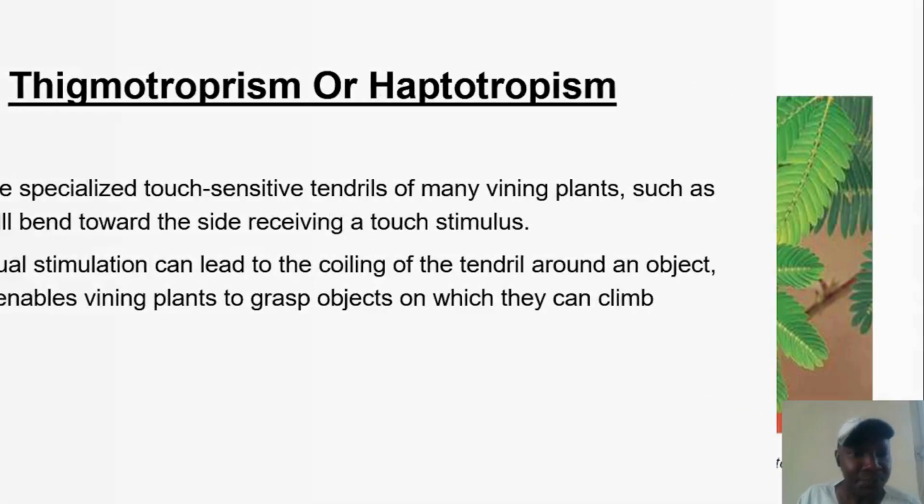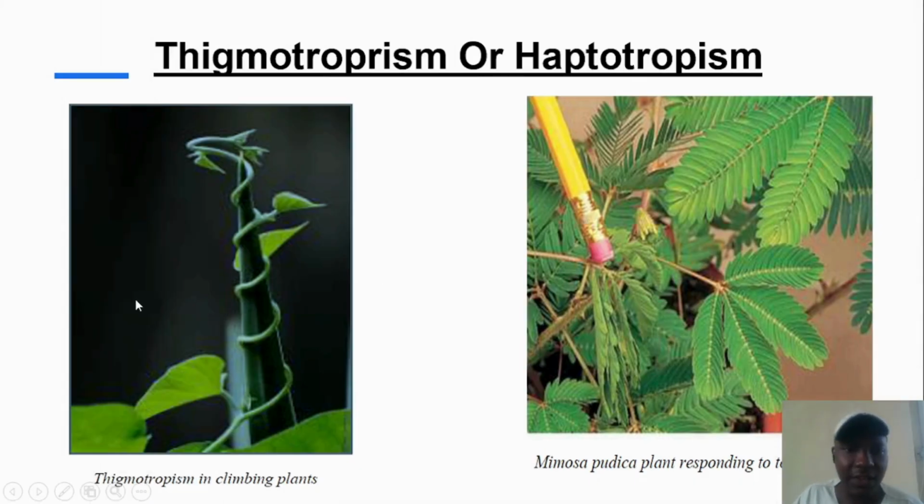or to grasp other objects. Now, this is just the illustration of this tropic response, Thigmotropism, also known as Haptotropism. You can see it here in this picture. It shows Thigmotropism in these climbing plants, and also the Mimosa pudica plant leaves responding to a touch stimulus. As you can see, the pencil is used to touch the leaves here, and the leaves of this plant tend to fold. So that's how this kind of tropic response is shown by these plants.